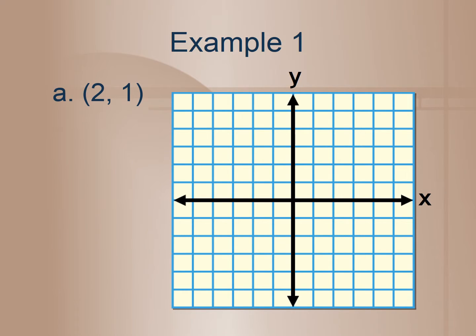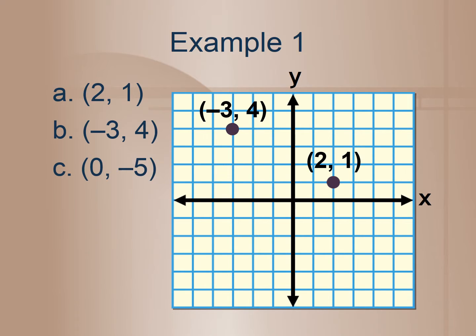So let's say we want to graph these points. The coordinate 2, 1 is going to be horizontally 2 and then vertically 1. So we're going to go over 2 and up 1. And that's going to be the coordinate 2, 1. For the coordinate -3, 4, you're going to go left 3 and then up 4. And that's the coordinate -3, 4. And then for 0, -5, you're not going to go left or right because it's 0, but then you go down 5.